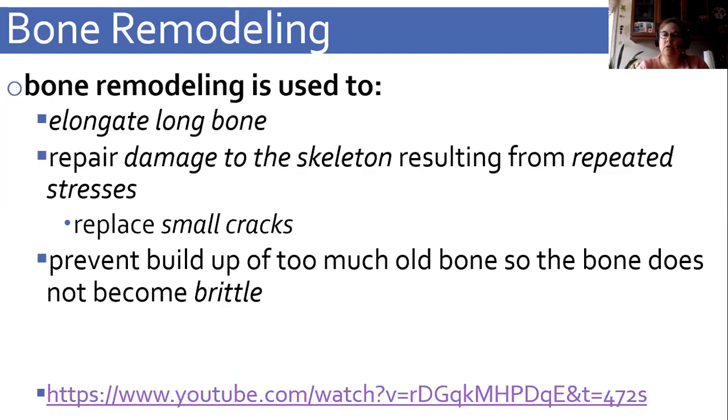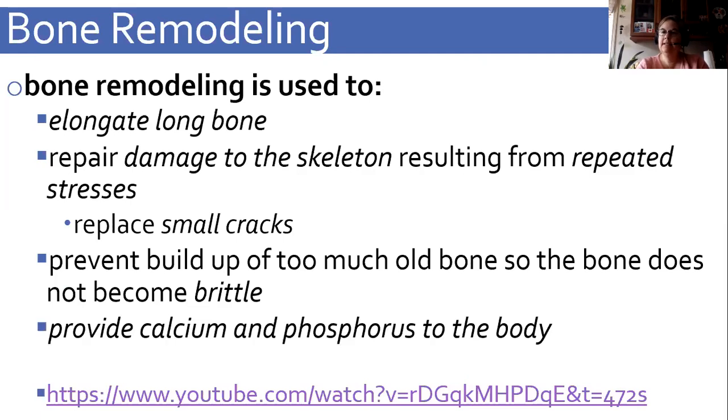It prevents buildup of too much old bone so the bone doesn't become too brittle. And then lastly, if our body is deficient in calcium or phosphorus, this allows for us to have that. So it's a storage spot for calcium and phosphorus. Remodeling releases that back into the blood so we can use those. Now, if we're always deficient in calcium or phosphorus, then our bone tissue won't be able to grow and we'd have quite weak bones, okay?